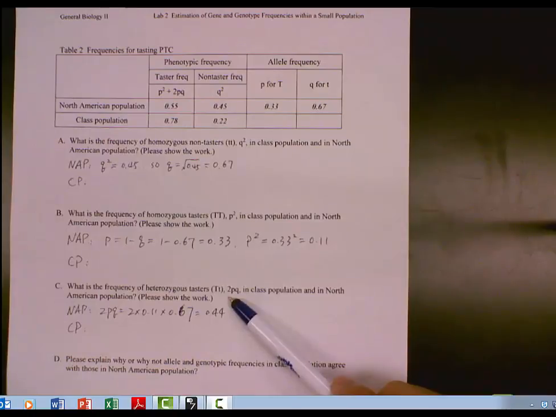The last one: when you work out these frequencies in the two groups, the North American population and the class population, you will obviously observe a difference. The reason the allele frequency and the phenotypic frequencies in the two populations do not agree is the size of the population. A small population size usually causes large fluctuations in those frequencies.